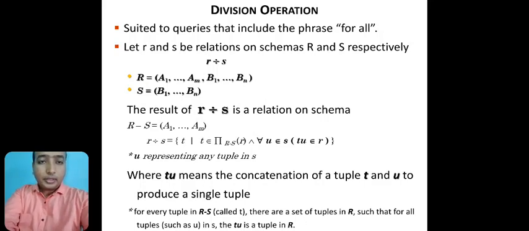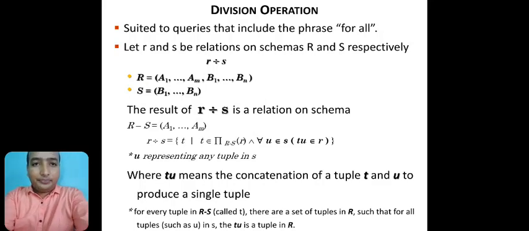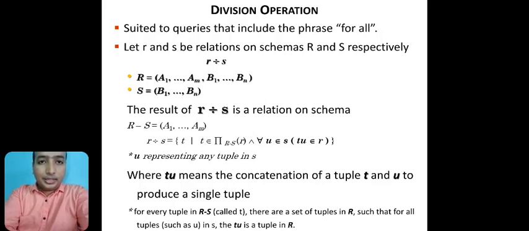OK, so when you have phrases like "for all", at that time you think of something called a division operation. When we speak about a division operation, you need to have a minimum of two relations. It's again a binary operation that we are going to perform here.